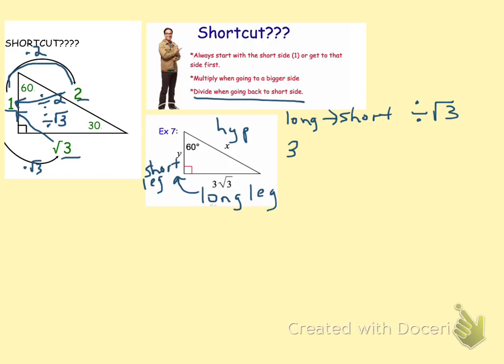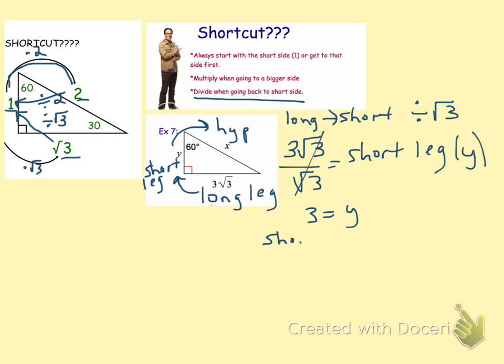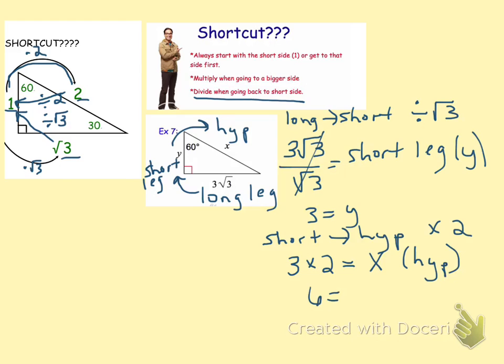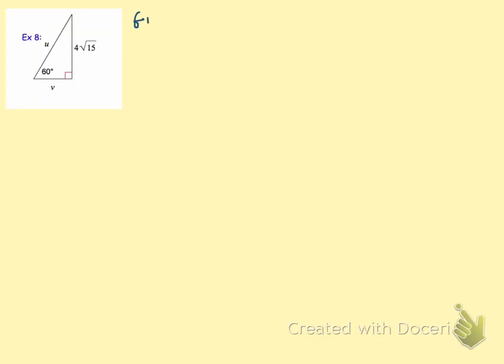So if I'm finding long to short, I'm dividing by root 3. So 3 root 3 over root 3 will give me the short side, y. Remember, root 3 over root 3 will simplify to just 1, so our y equals 3, and that's our short side. So now we're going from short side to hypotenuse. To go from short side to hypotenuse, we multiply by 2. 3 times 2 equals x, which is our hypotenuse. So x equals 6.